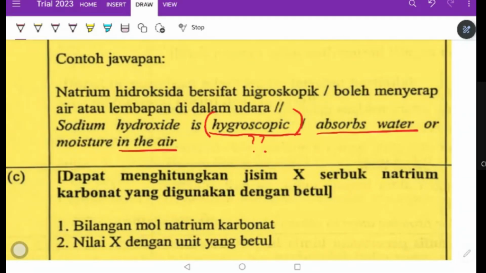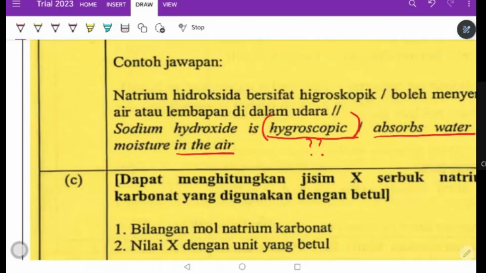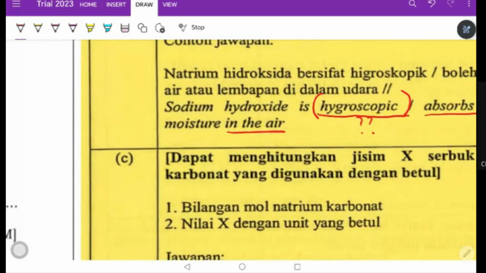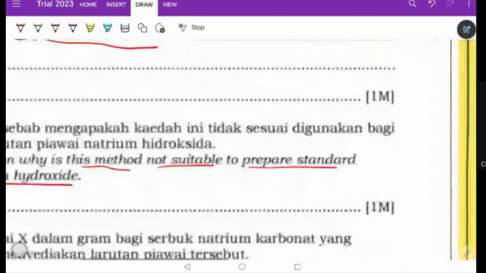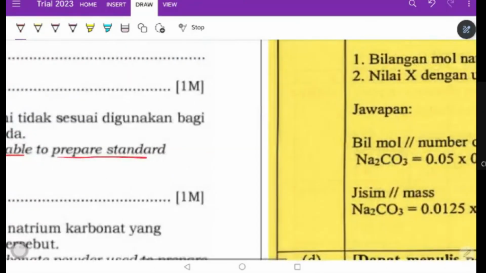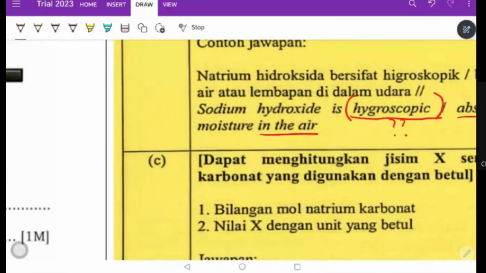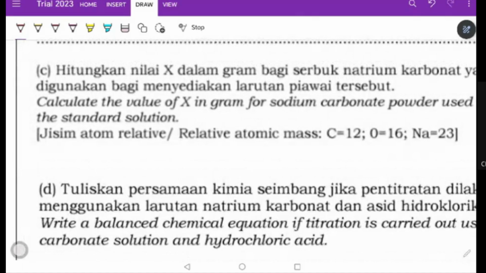Meaning that once you put it there for a while, the surface of the sodium hydroxide looks like it has turned to liquid a bit. Macam sudah jadi cair lah, because it absorbs the water from the air. So because it is hygroscopic. Okay, spelling: hygroscopic.